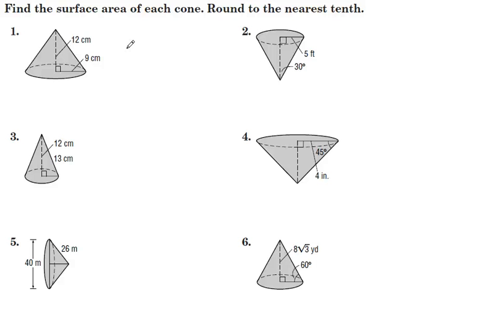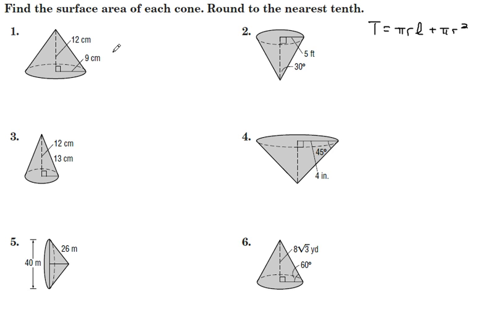Hello everybody, in these exercises we're going to be finding the total surface area of cones. Total surface area will follow this formula: T equals pi RL, where R is the radius and L is the lateral surface area. Then we're going to add pi r squared, which is the area of the base of each cone, just the area of a circle.